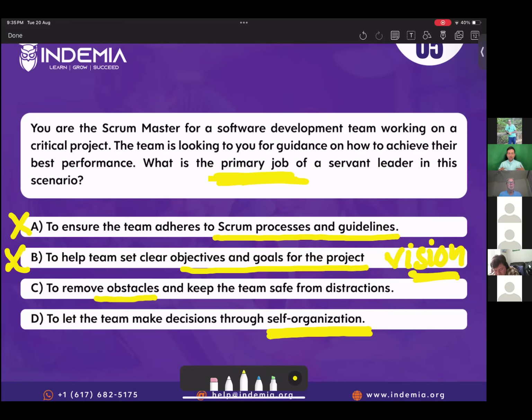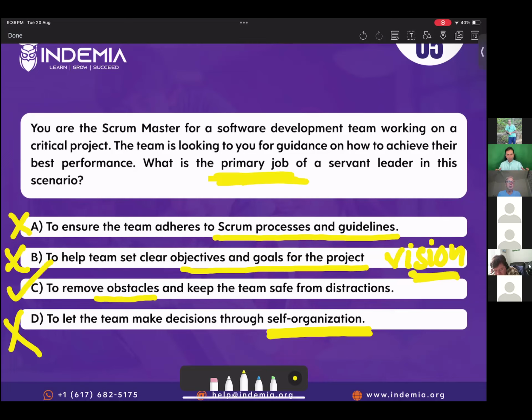So D can't be the right answer. Although self-organization is one of the ways through which teams are managed, this is a tool to handle teams. But the primary job of a servant leader is to remove obstacles and provide a conducive environment which is free from distraction to the team.